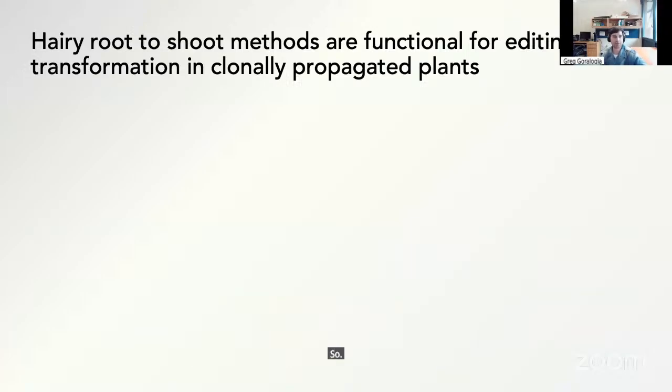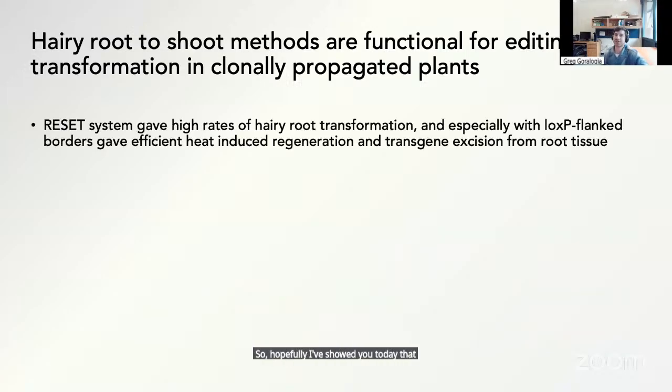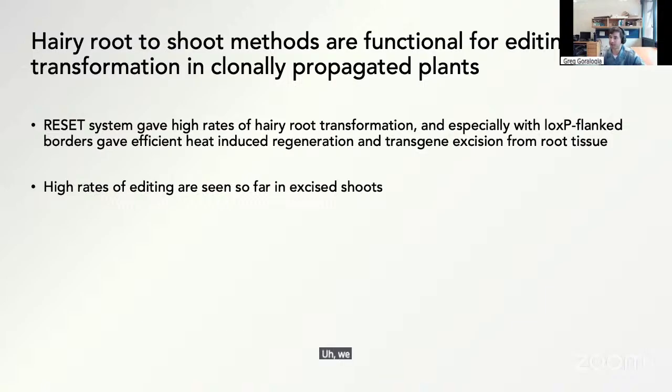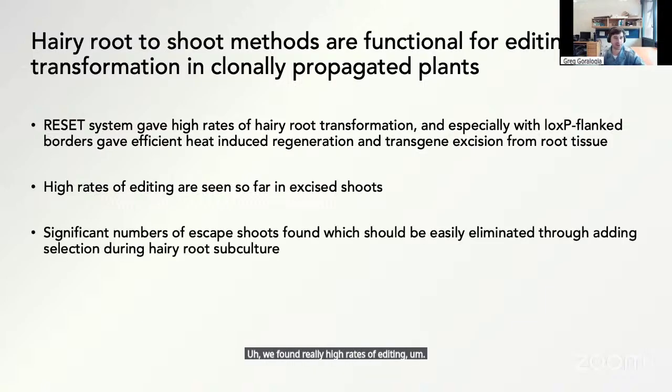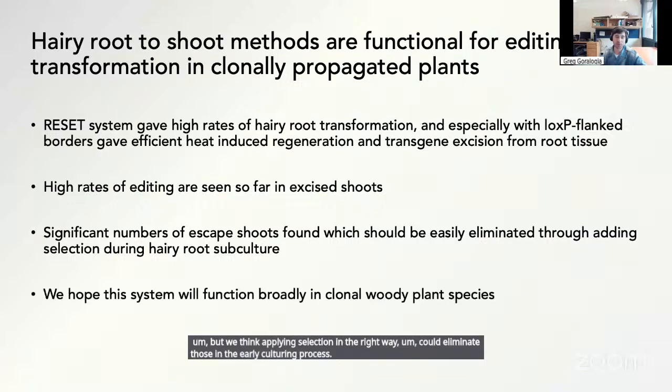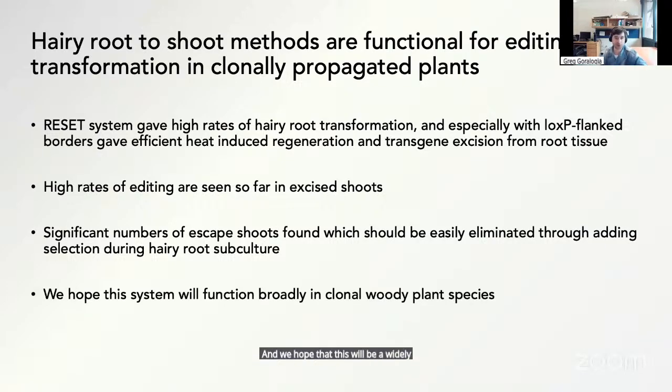So hopefully I've shown you today that this reset system that uses hairy root inducing genes can be useful in these clonal crop species. It's a genetic regeneration circuit, if you will. We found really high rates of editing in these clones. One negative is that we did see quite a few escape shoots that were present, but we think applying selection in the right way could eliminate those in the early culturing process. And we hope that this will be a widely useful system in clonal woody plants where it's really difficult.